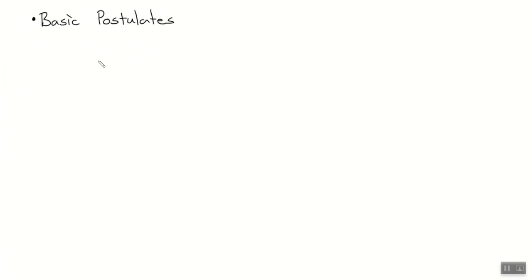Okay, so there's two of these that we're going to deal with. The first of these, and I'm just going to shorthand POST for postulate, I'm going to name 1.1. What chapter did this postulate show up in? Chapter 1, and it is the first postulate of this chapter. Postulate 1.1, we are going to call the ruler postulate.